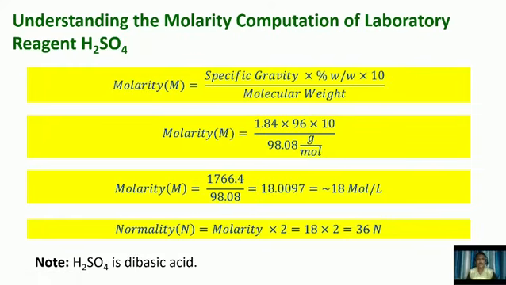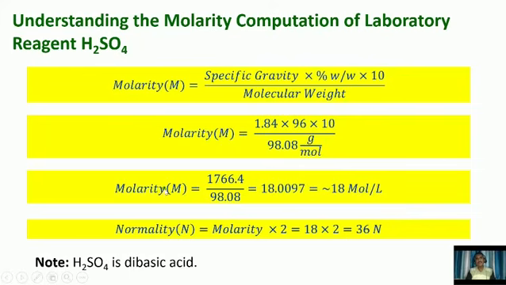The percentage purity or assay of H2SO4 is 96%. We have taken 96 into 10, that is the conversion factor. And the molecular weight of H2SO4 we have taken is 98.08 grams per mole. So when we are computing this value, you can see that we are coming to the molarity of H2SO4, and the molarity we have calculated is 18 molar, that is 18 moles per liter.